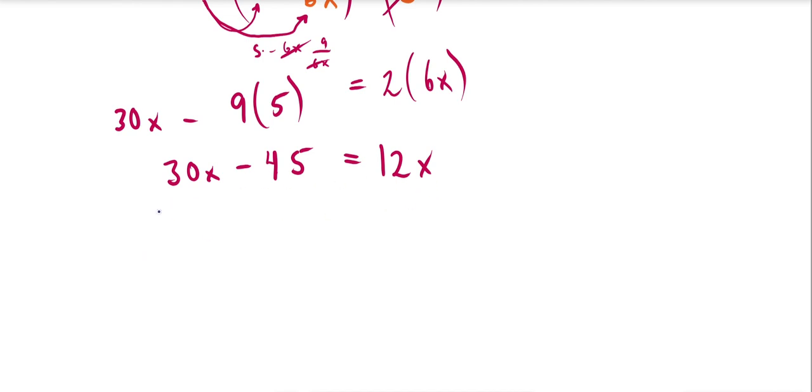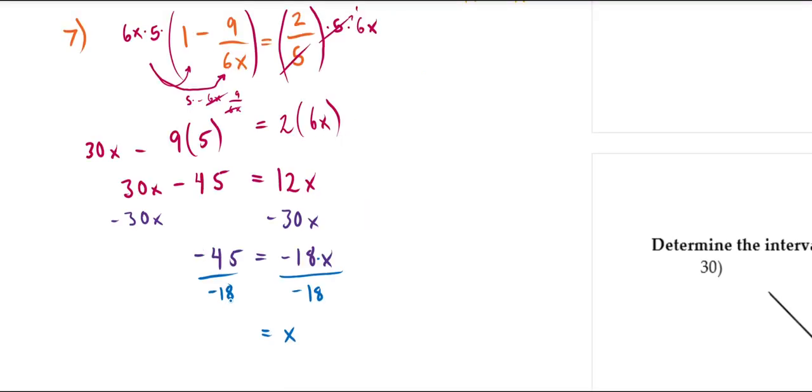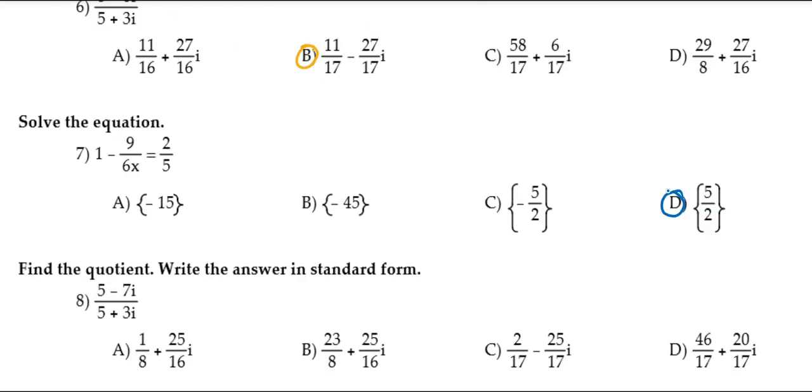We want to group our x's together, so let's bring that 30x over to meet them. And that would give me minus 45 is equal to minus 18x. That negative 18 is multiplying my x here, so I would just divide to get rid of it. A negative divided by a negative is a positive, and we could reduce 45 over 18 because both 45 and 18 are divisible by 9, which gives us 5 halves as our reduced value, which would be answer D here.